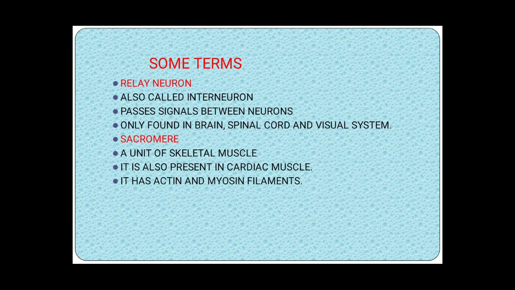Now some important terms to discuss. Relay neuron, also known as interneuron, passes signals between neurons. They are only found in the brain, spinal cord and visual system. Next is the sarcomere. It is a unit of skeletal muscle. It is also present in cardiac muscles. It has actin and myosin filaments.